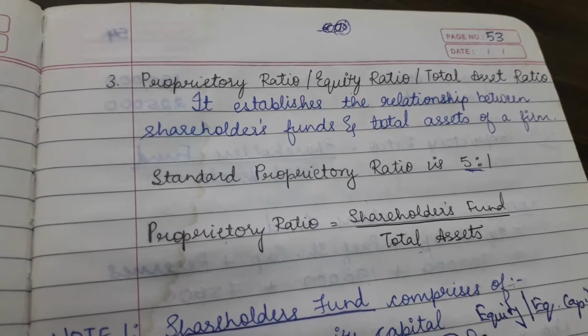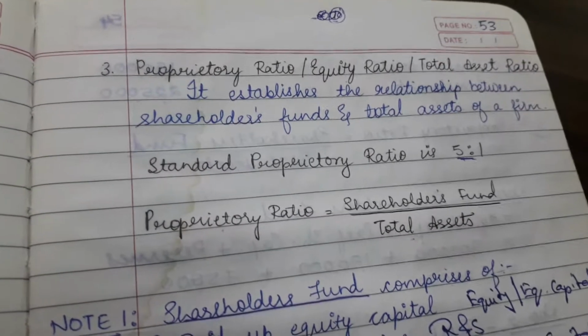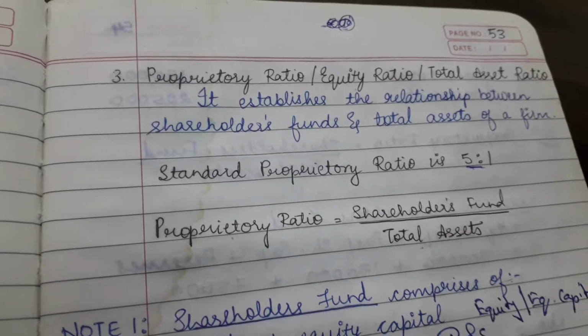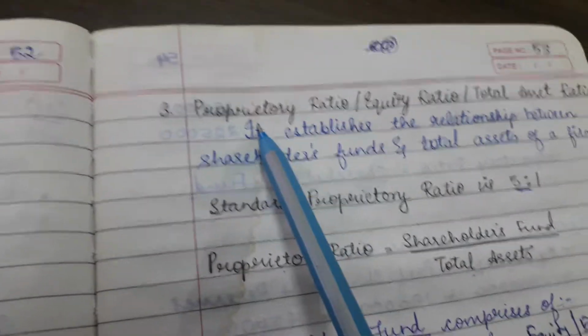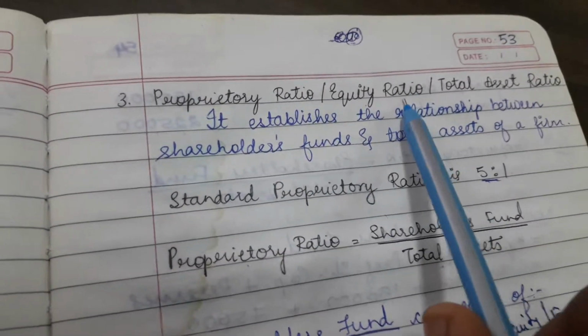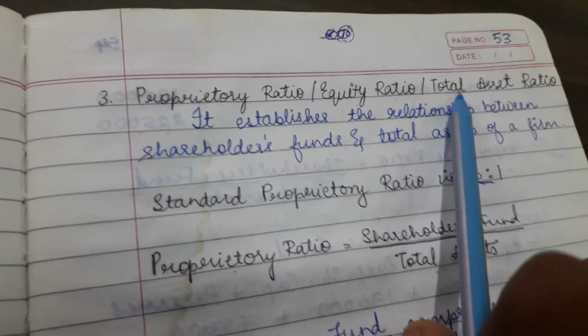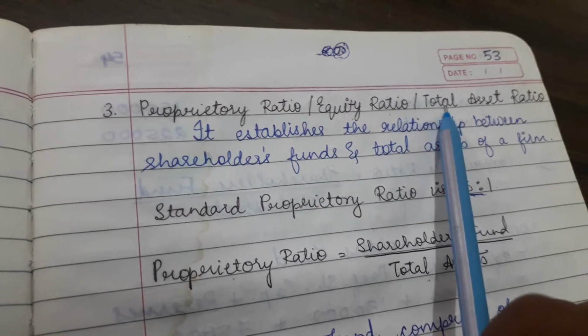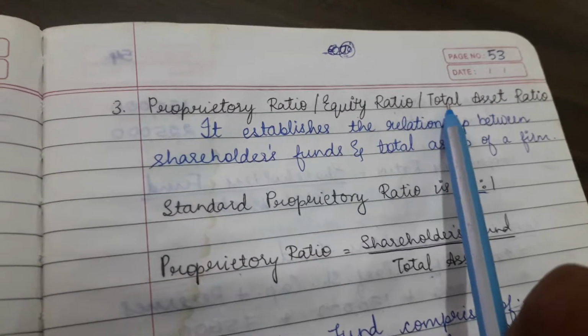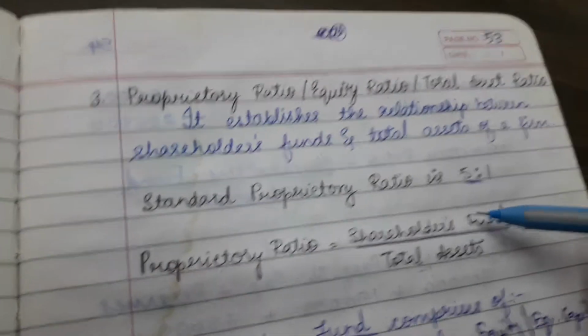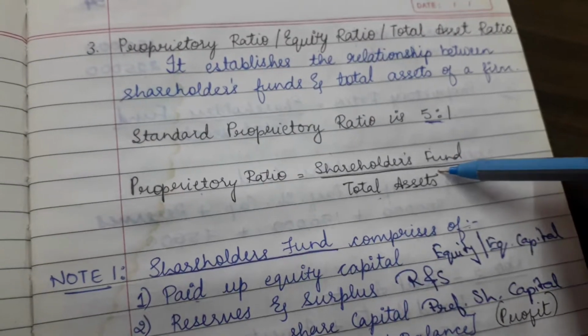Okay, good morning students. This is the third ratio we are learning under liquidity and solvency ratios. The third ratio is the proprietary ratio, also called the equity ratio or total asset ratio. We have three names for this: proprietary, equity and total asset ratio. What does it show the relationship between? It shows the relationship between shareholders fund and total assets.